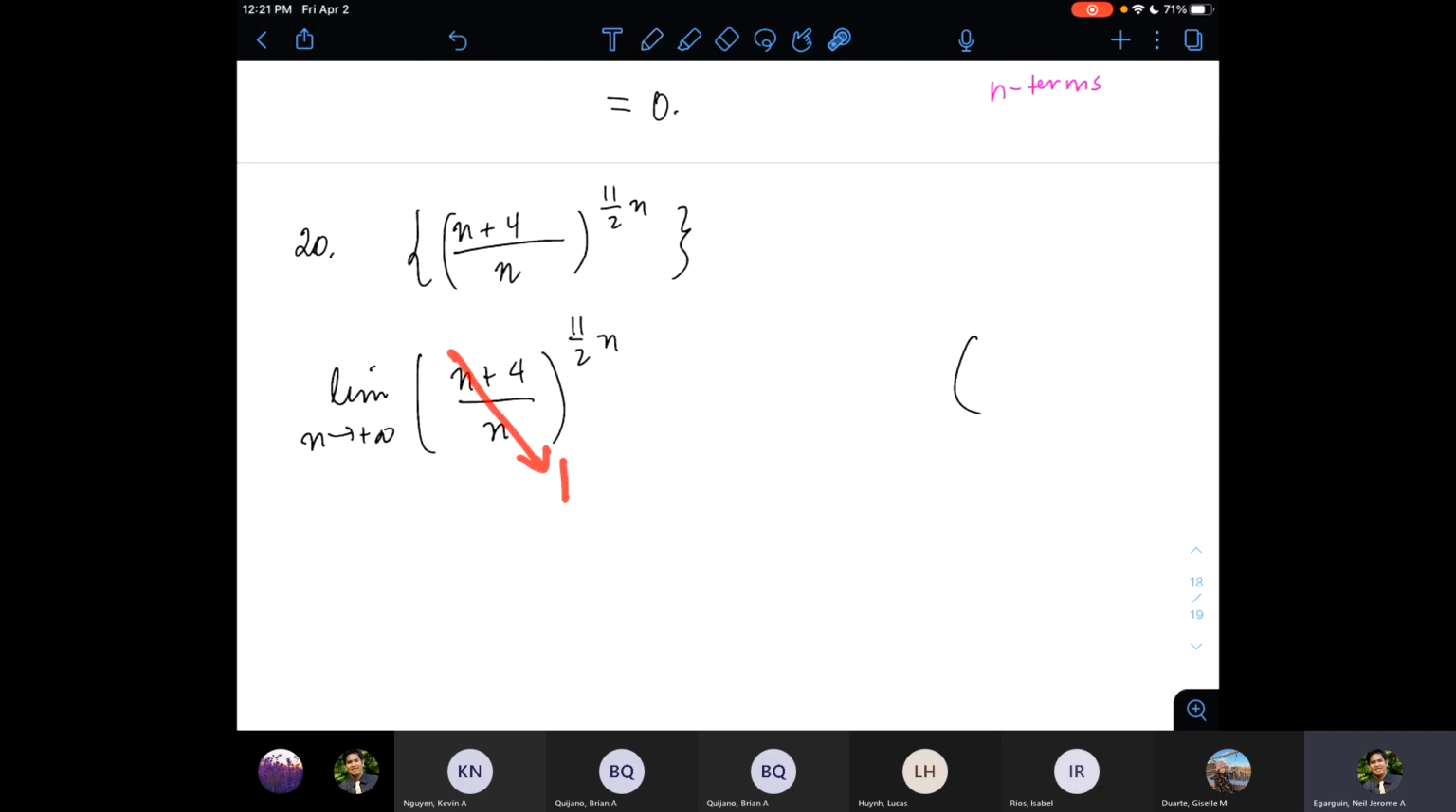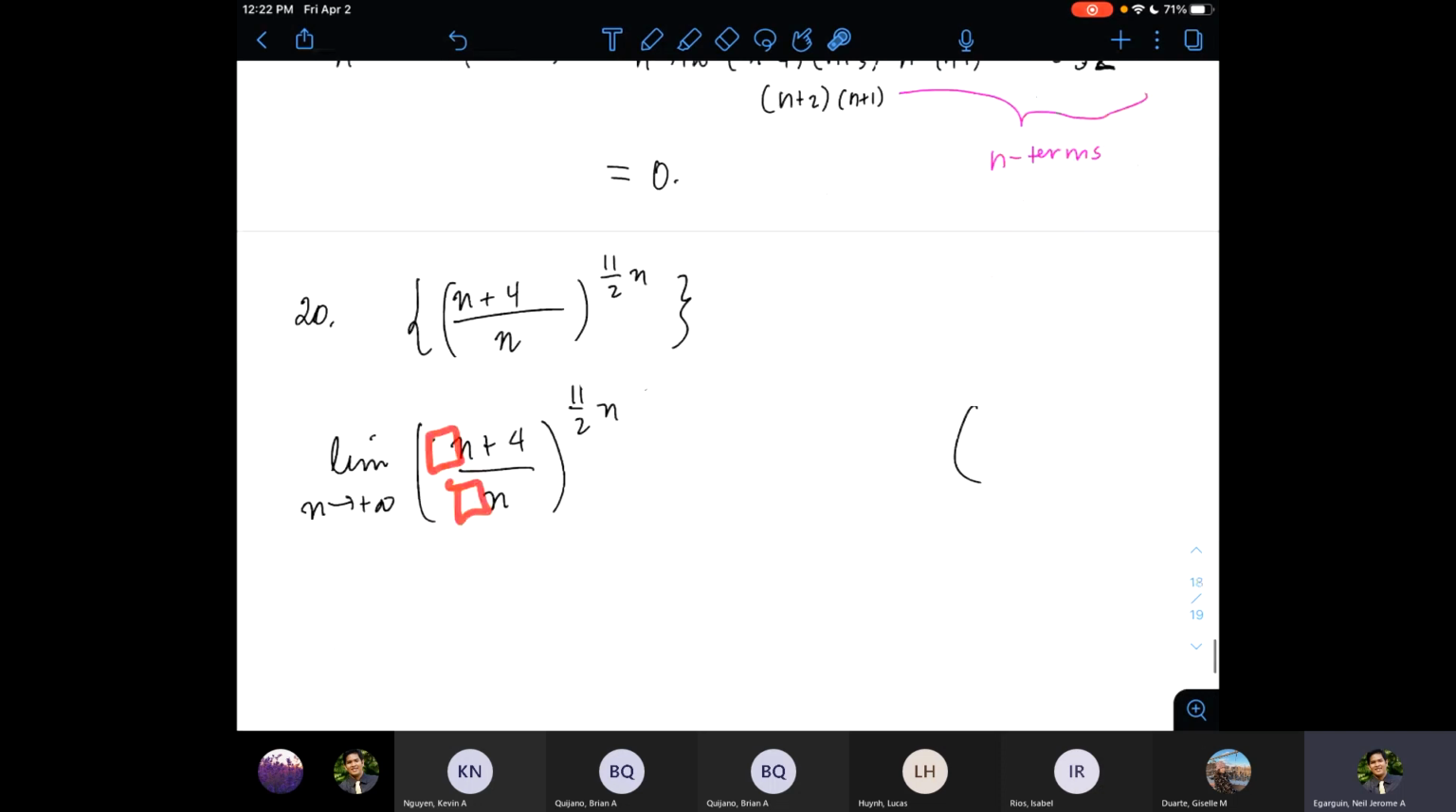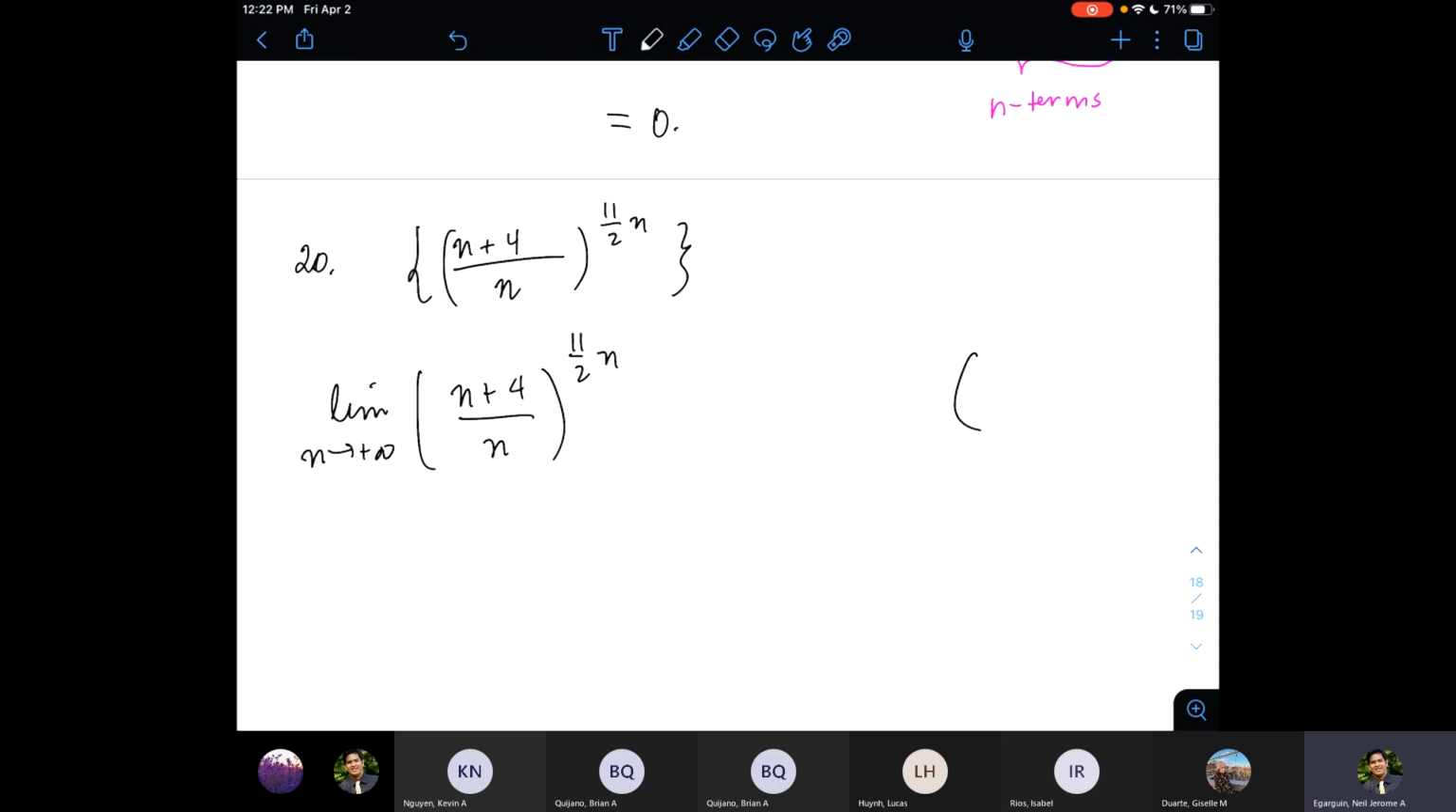Well, this guy will go to 1, right? As n becomes large, they have the same degree. So I take the quotient between their leading coefficients. So coefficient 1, coefficient 1. So the limit is 1 over 1. So that means the base becomes closer and closer to 1. But the exponent, 11 halves times n, will go to infinity as n becomes large, right?